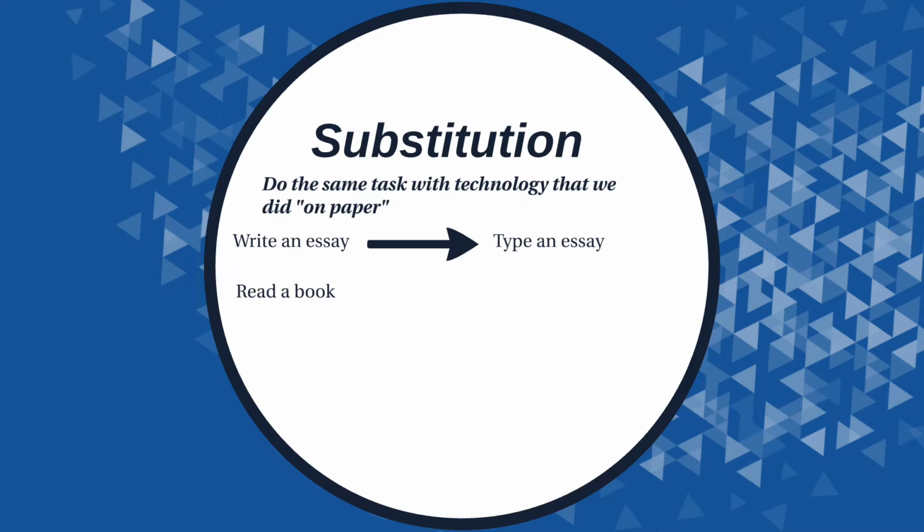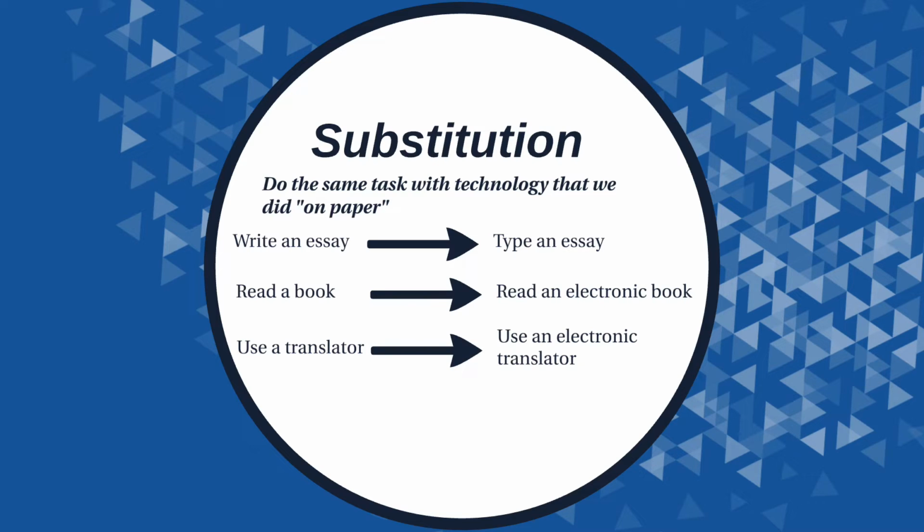Perhaps we read a book on paper, a physical book, and now we read an electronic book or use an electronic textbook. We might have used a paper translator previously, and now we use an electronic translator. Or maybe we have our students have an in-class discussion, and in substitution, we now have an online discussion.